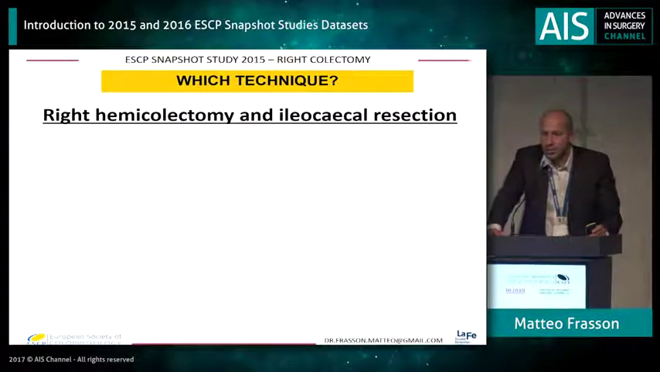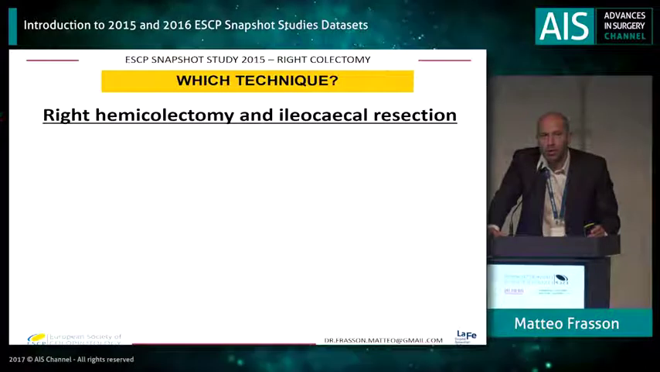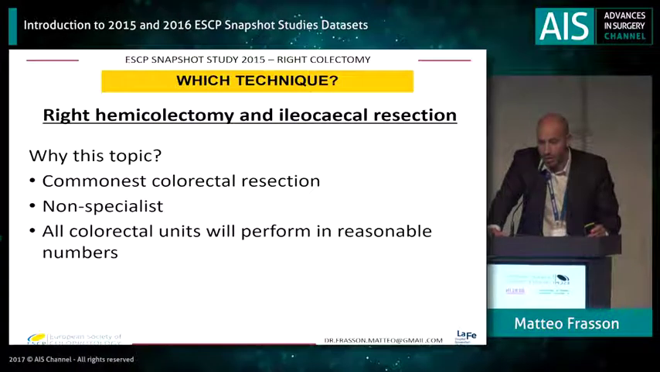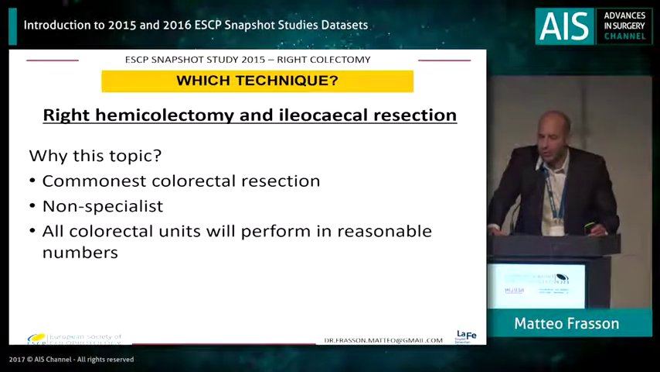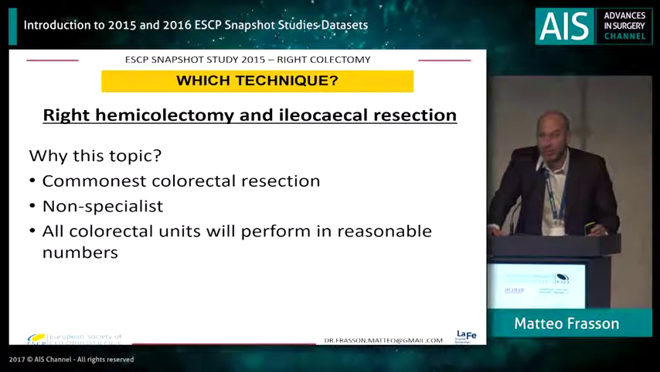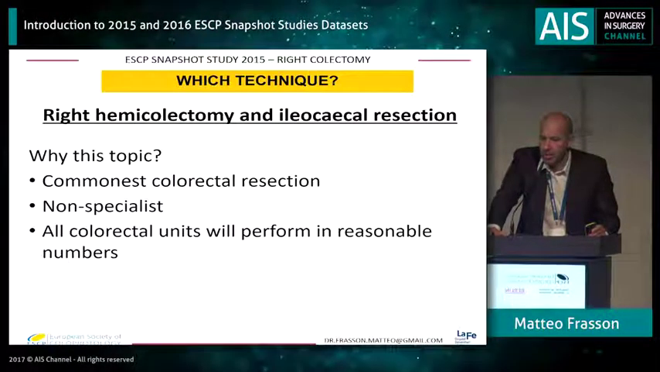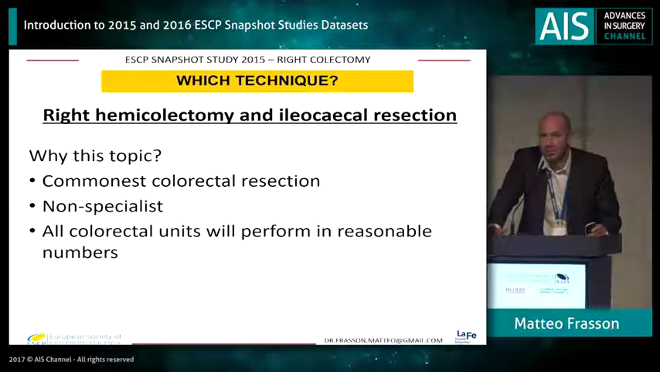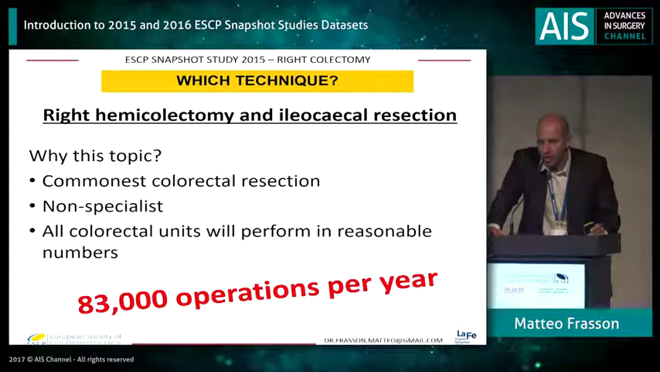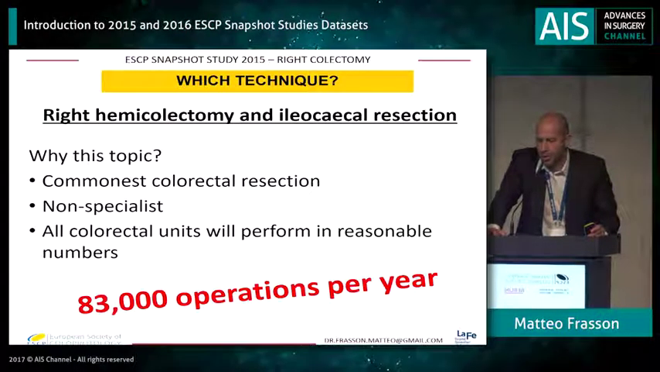So the first snapshot study we did in 2015, we decided to do it about right colectomy. Why did we choose this technique? It's easy. It was our first snapshot, so we wanted something really common that could be done in all the hospitals. It's really no specialists. There are many general surgeons doing right colectomies, and all the hospitals perform right colectomy in reasonable numbers. We calculate more or less more than 80,000 right colectomy in Europe per year.